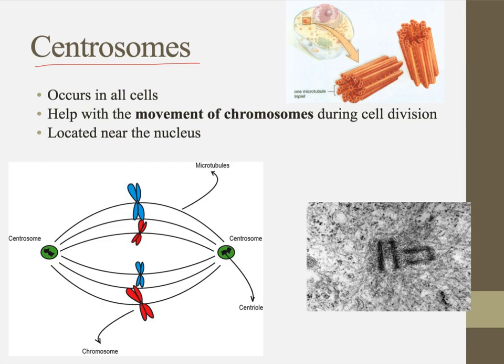Okay, so centrosomes occur in all cells, and what they do is they help organize the movement of chromosomes during cell division. They're pretty dormant for most of the cell's life, but right when that cell gets ready to undergo mitosis, they kick into gear and produce these spindle fibers, which are going to help drag chromosomes where they need to go. We're always going to find them near the nucleus.